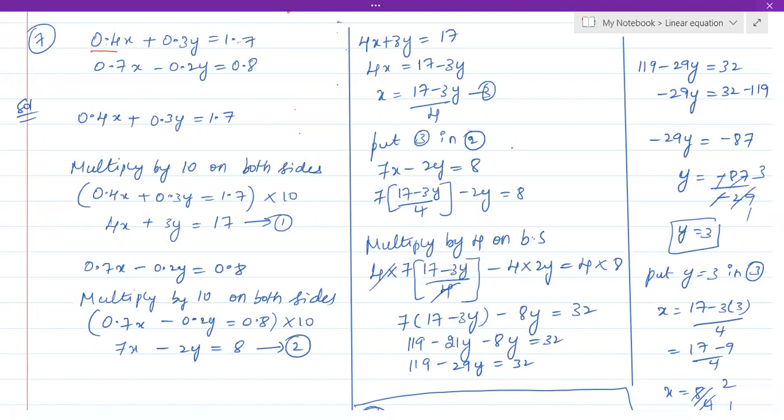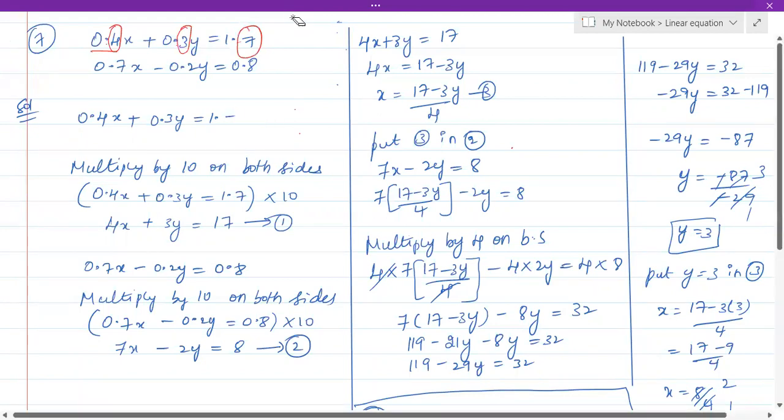0.4x. After decimal, there is only one digit. Even here, after decimal, there is only one digit. Even here, there is only one digit after decimal. Throughout, there is only one digit after decimal. Therefore, I'm going to multiply by 10. Throughout, I'm going to multiply it by 10. That's what we are going to do. Okay. As you can see, I've written it.